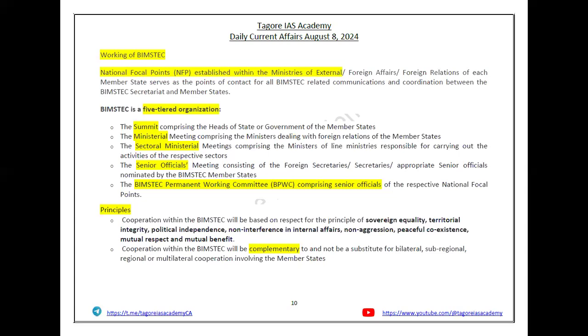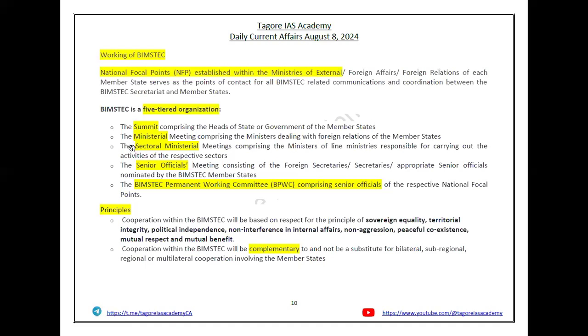Then it has a five-tiered organization, as I mentioned. Summit. Whenever you see summit, it means the top boss is meeting. Here, if it is a summit of the countries, the top men of the country, the heads of state, will meet. For us, it would be the prime minister, and for others it could be president or the prime minister, as the case may be. After summit, it is ministerial. Ministerial comprises the Minister of External Affairs.